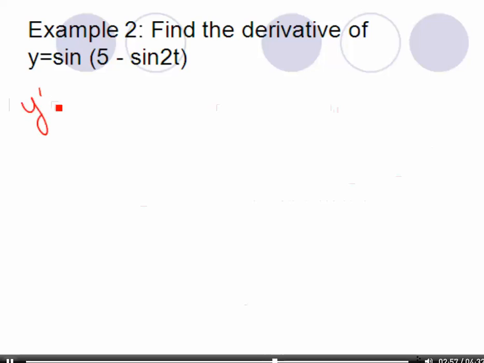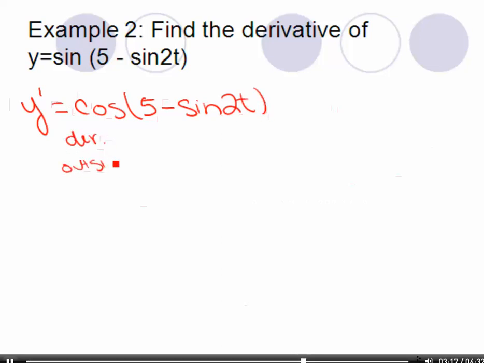Once again, we're going to start by finding the derivative of the outside. The derivative of sine is cosine. We're going to leave the inside the same, 5 minus sine 2t. So this is my derivative of the outside. Here's my inside. Now we have to multiply it by the derivative of the inside.